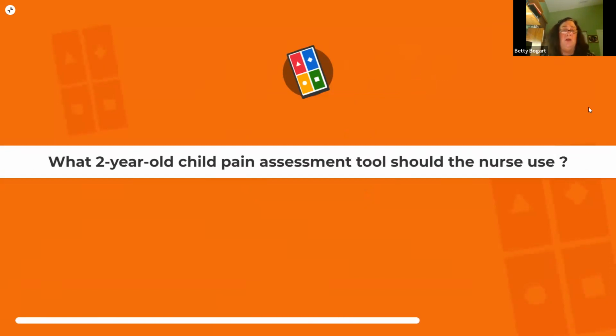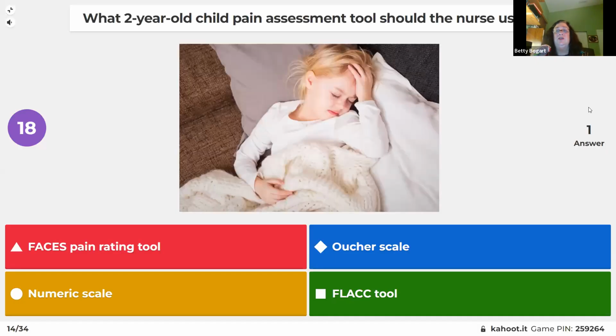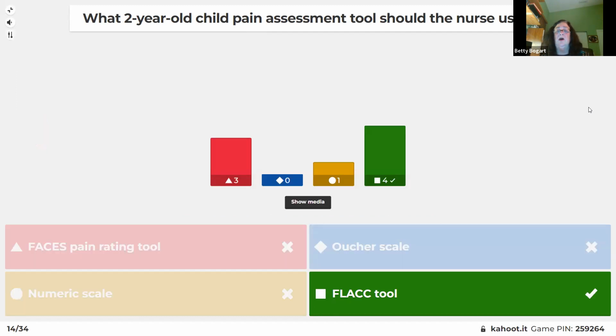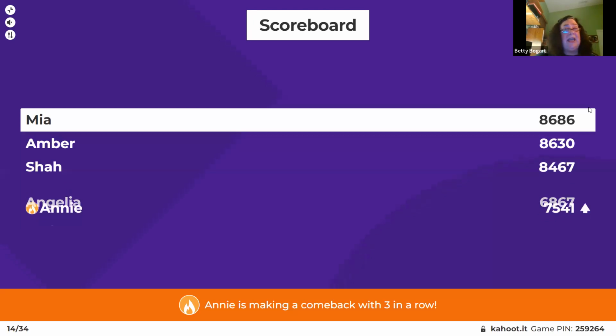What 2-year-old child pain assessment tool should the nurse use? We have FACES, we have Oucher, we have numeric, we have FLACC. Which is going to be used? 2-year-old. So a FLACC tool is up to the age of 3. At 3, it starts FACES. Remember, preschool starts at age 3, and that's going to be your FACES. And at age 8, it's numeric.